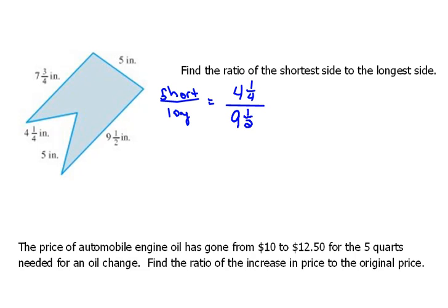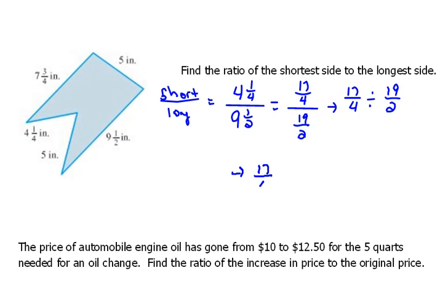So now that we can compare those, we need to change them over. That would be a little bit nicer. Let's change these to improper fractions. So that would be 17/4 compared to 19/2. And then remember, we do not do this. This is actually a division problem. 17/4 divided by 19/2. But we don't do that.